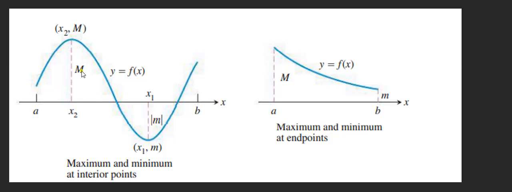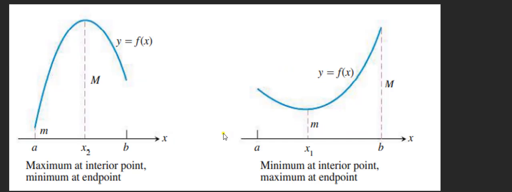The absolute maximum happens at over here, and the absolute minimum occurs at over here. However, in this case, where the function is decreasing, the absolute maximum happens at A, at the endpoint, and the absolute minimum happens at B, which is also at the endpoint. In this case, the absolute maximum happens over here, which is the interior point, but the absolute minimum happens at A, which is at the endpoint.